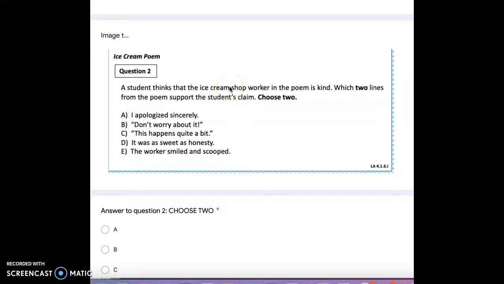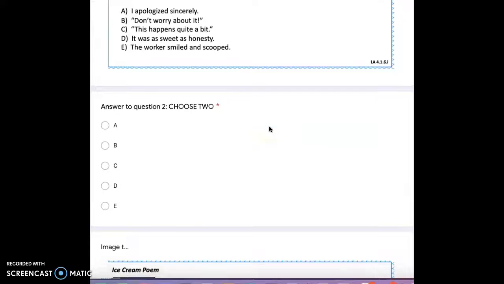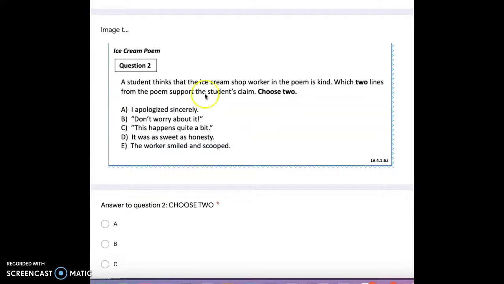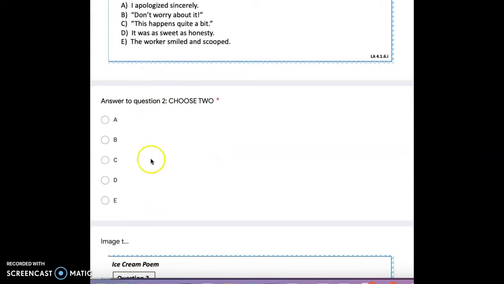Question 2, you will choose 2 answers. Okay, why do you think that the ice cream shop worker in the poem is kind? 2 reasons. Choose 2 down here. If you only choose 1, you don't get the points. Choose 2.